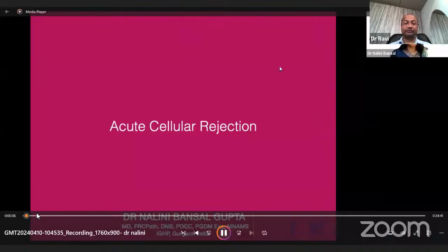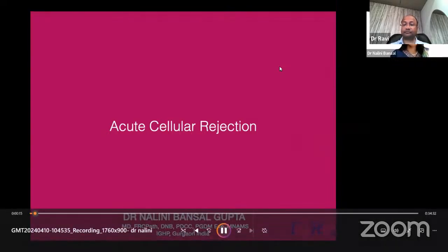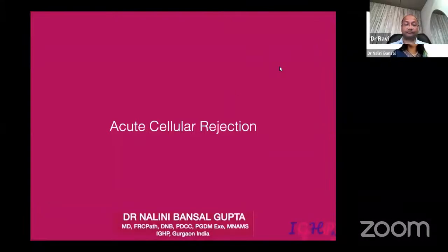So, hello everyone. I am Dr. Nalini Bansal, and in this session we'll be discussing acute cellular rejection. We have discussed some early graft dysfunctions like PRIs and other things, and we have also discussed the normal liver pathology. Now we'll be discussing one of the things that is very common in liver transplant pathology, and that is acute cellular rejection.